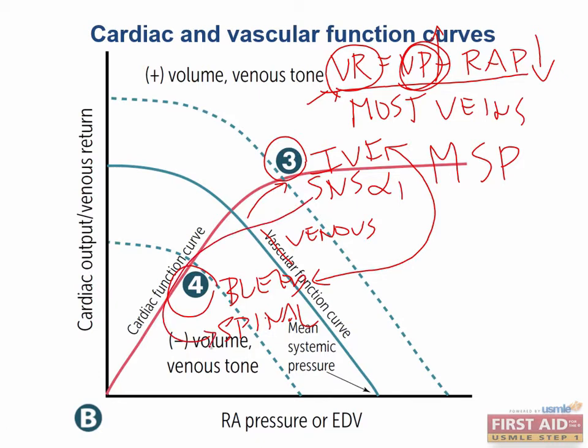In acute hemorrhage, we actually lose a bunch of volume. This leads to a decrease in the venous pressure. This drop in volume leads to a decrease in the venous return to the heart.